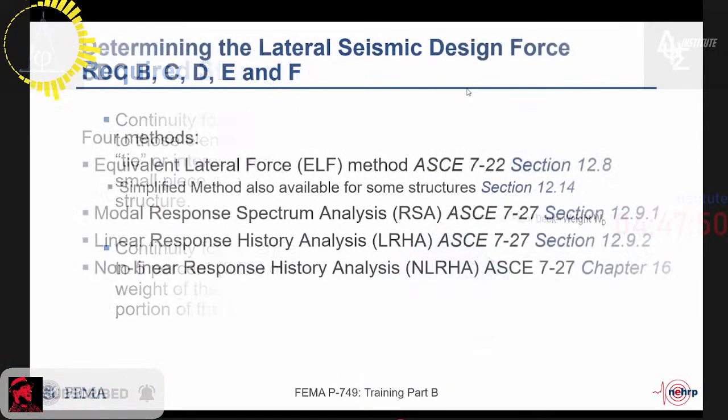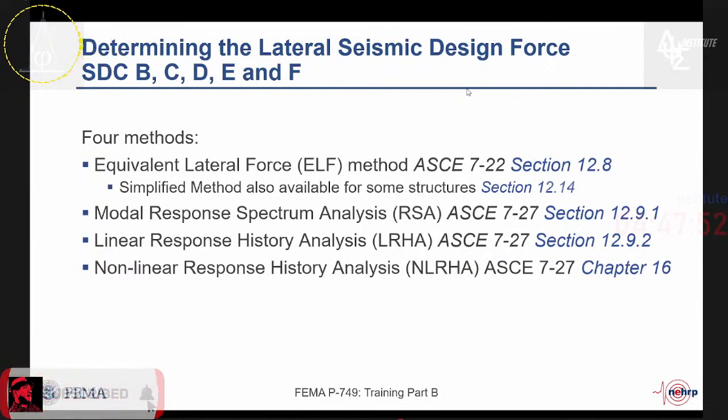In seismic design categories B, C, D, E, and F, there are 4 methods available to determine the design forces on the elements of the seismic force resisting system. The simplest and most commonly used is the so-called equivalent lateral force technique. This is contained in section 12.8 of the standard.